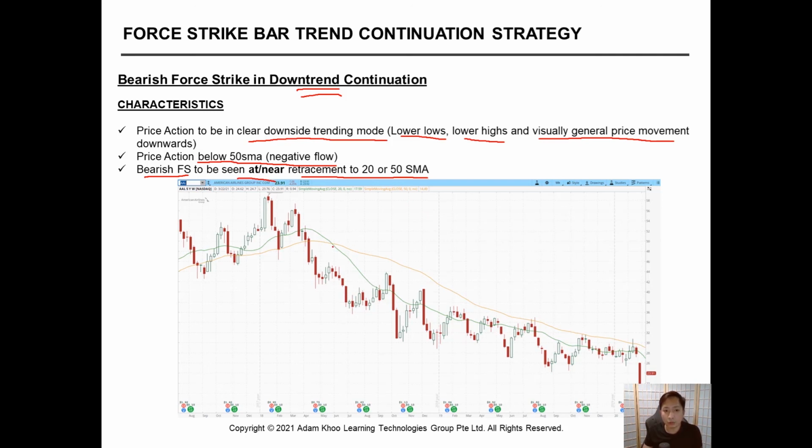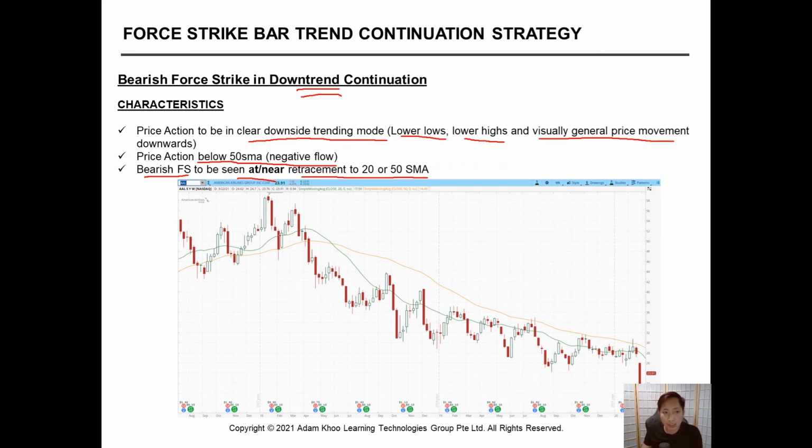Another way to look for a downtrend is also to look at the moving averages, the 20 and 50 SMA sloping downwards. The moving averages are usually lagging the price, so if the price is going down, the moving averages will visually show a downward slope.